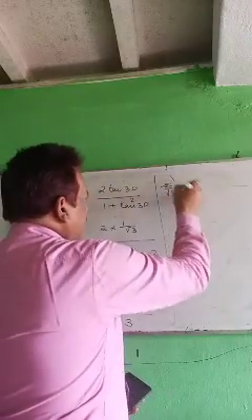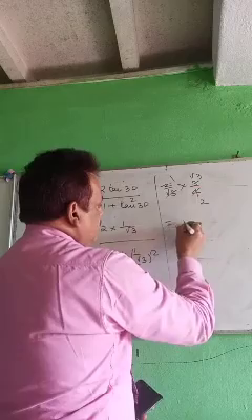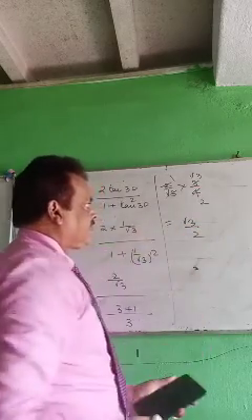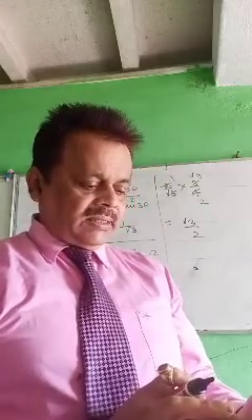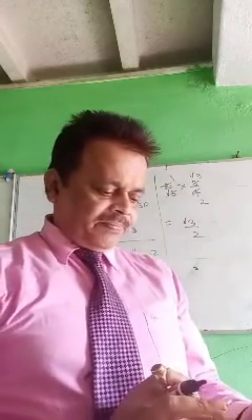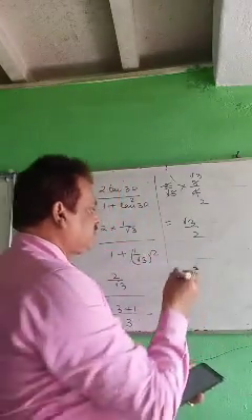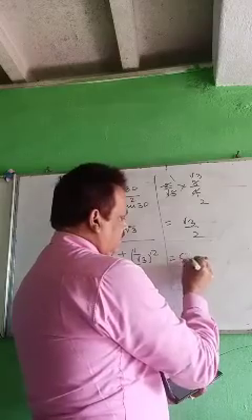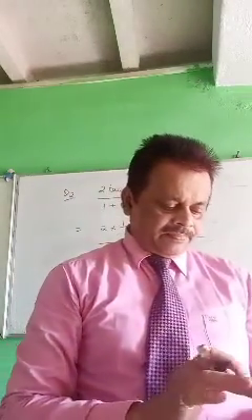So 2 cancelled here 1, this is 2. Root 3 cancelled here root 3. That is root 3 by 2. Root 3 by 2. So which one is it? Sin 60, cos 60, tan 60, none, or sin 30. Remember sin 60 is equal to root 3 by 2. Okay.